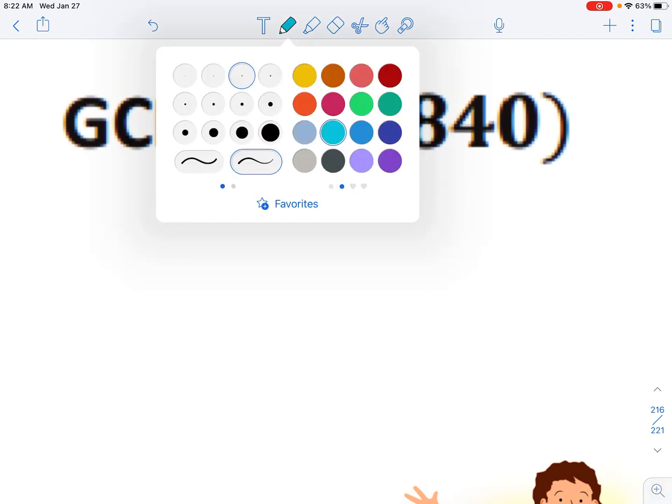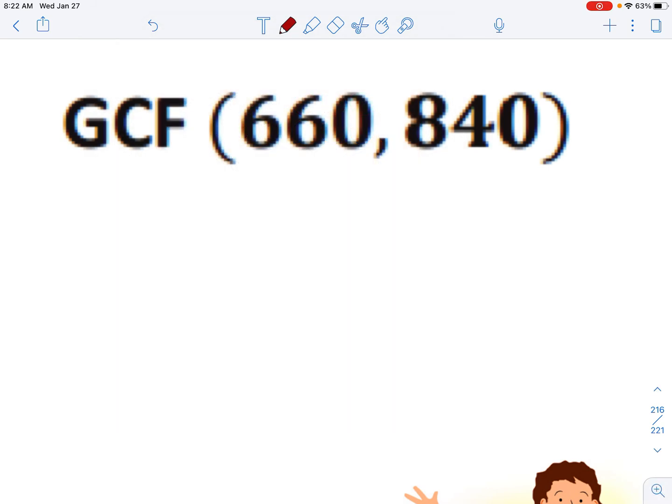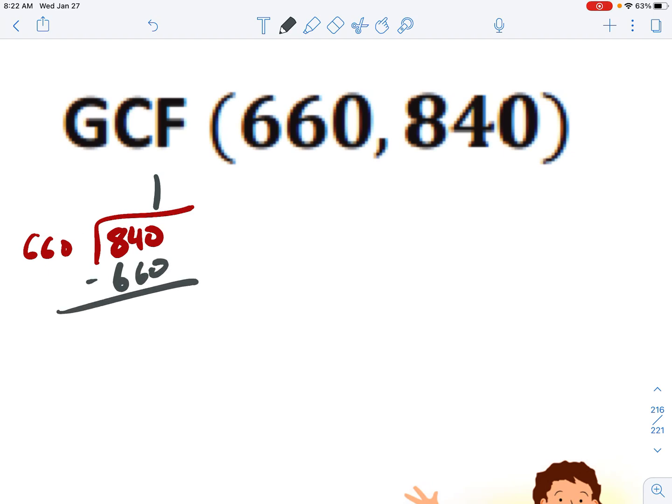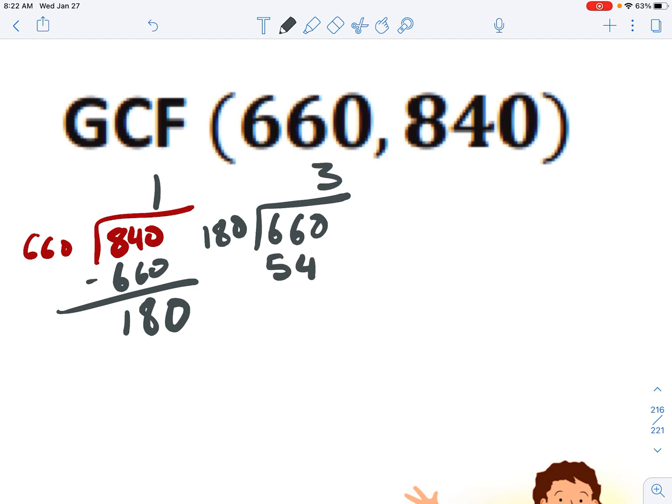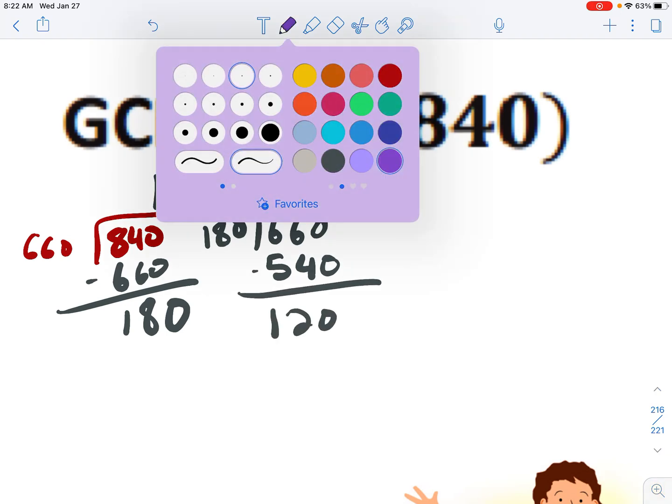So you should have paused the video and worked out this problem. Let's go ahead and get started. We have 840 divided by 660. 660 is going to go into 840 once. We subtract this and we end up with 180. Then I have 660 divided by 180. 180 is going to go into 660 3 times. That's going to be 540. We subtract that and we get 120.